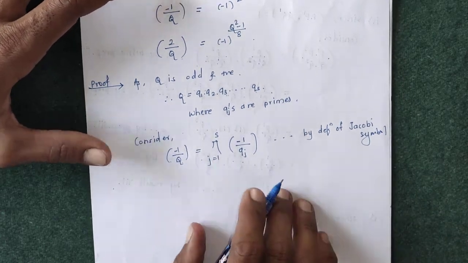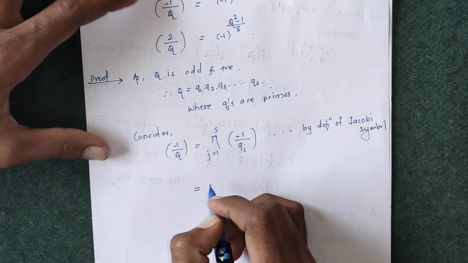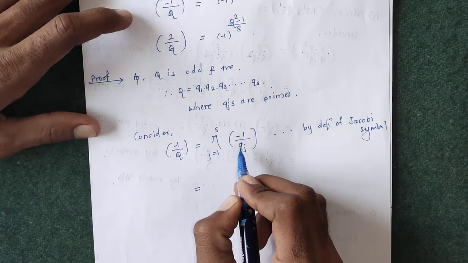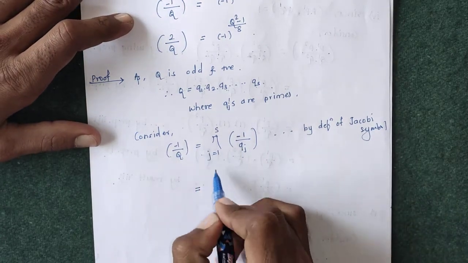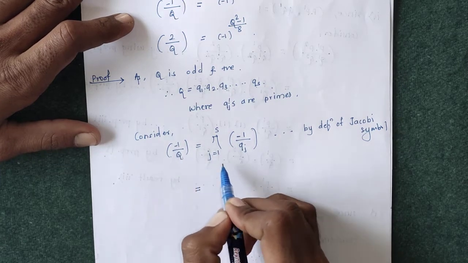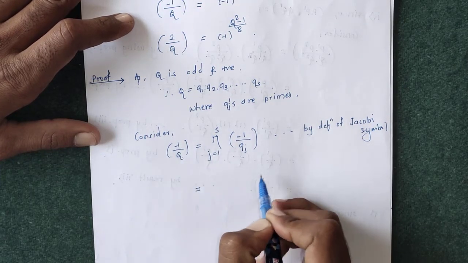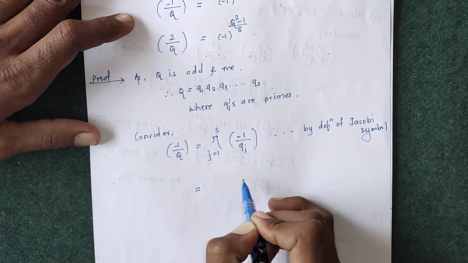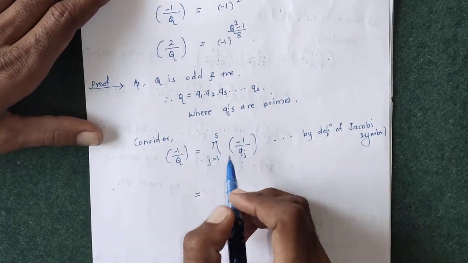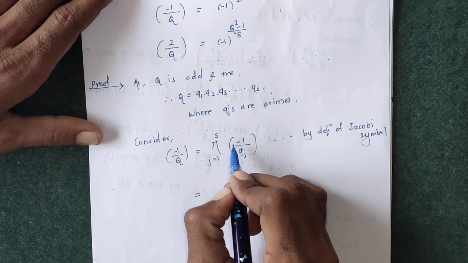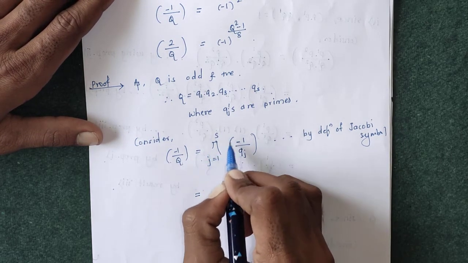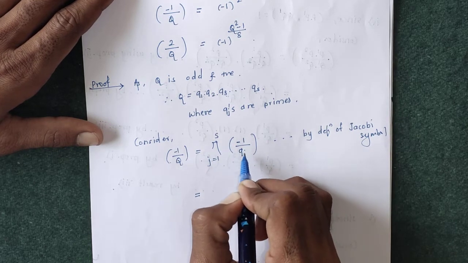Now, we have this product of Legendre symbol of -1 and qj. By definition, the Jacobi symbol of p and Q is defined as the product of Legendre symbols of p and qj's, where the qj's are just the prime numbers whose multiplication is Q. Product of Legendre symbols means this Legendre symbol of -1 and qj.